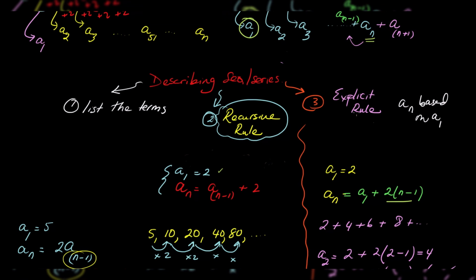And the explicit rule is another way of describing sequence and series, where you're given, for example, a sub 1, but the nth term is described or given by a rule, not based on the term before, but based on the first term and whichever term that you're working on. So this is the introduction to sequence and series.